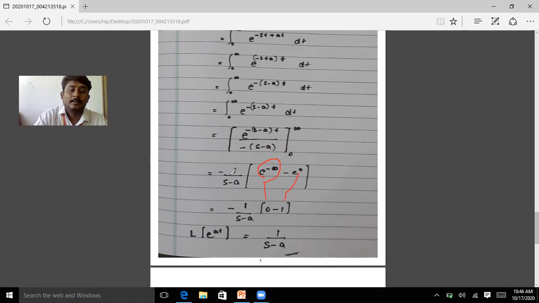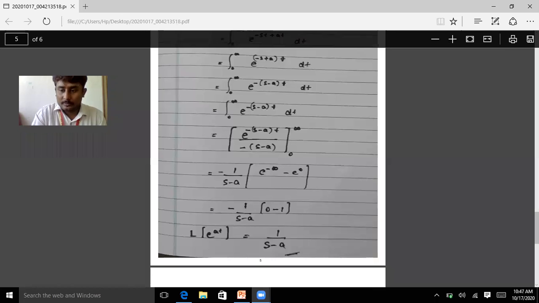Okay, and minus of 1 divided by s minus a, and minus 1 becomes a positive term, 1 divided by s minus a. So the Laplace transformation of e to the power at is equal to 1 divided by s minus a. I hope this one also you understand.